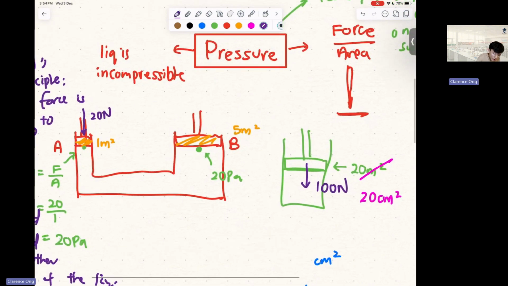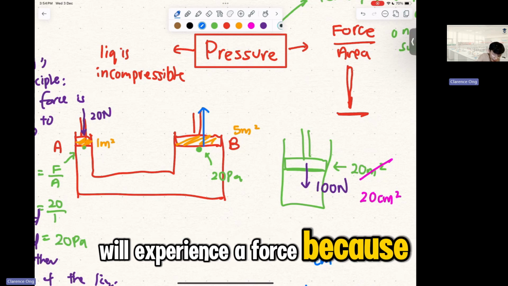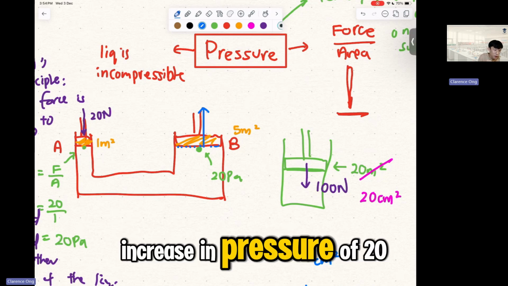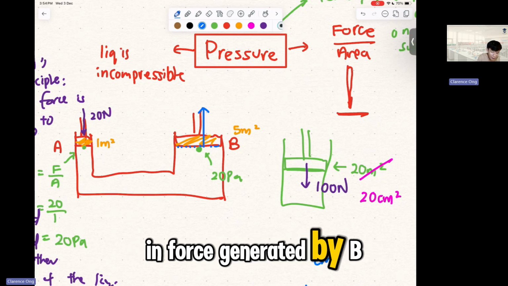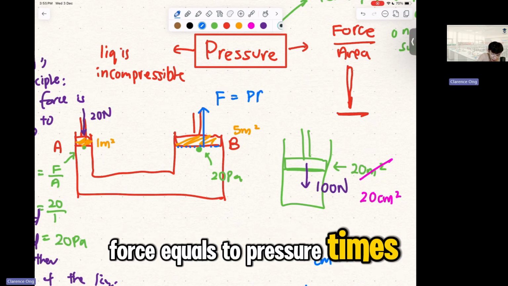That means that piston B will experience a force because every single point along piston B has an increase in pressure of 20 pascals. So what is the increase in force generated by B? We can calculate this using force equals pressure times area.